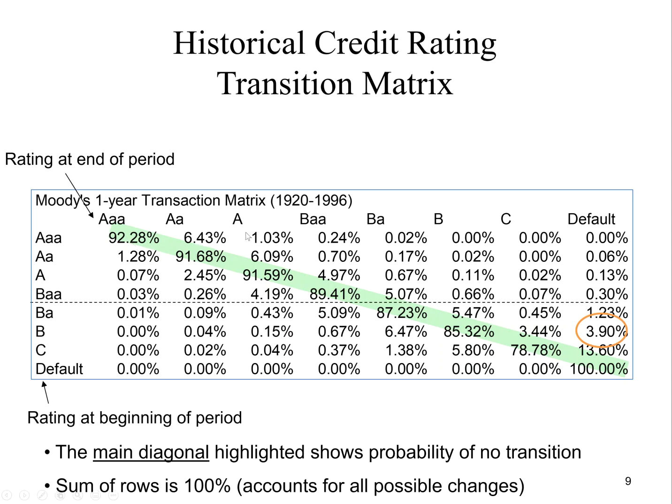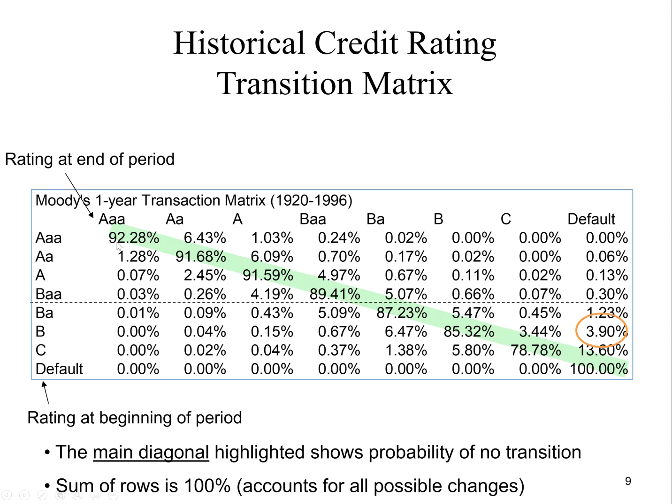And within 1 year, you could have multiple downgrades. So a AAA rated firm could be downgraded once, twice, three times to BAA, and there's a 0.24% chance, using historical data, of AAA rated firms winding up at BAA. If we look at this B-rated bond, there's an 85% chance that a B-rated bond will not change its rating in 1 year. There's a 3.44% chance it'll get downgraded, and for a B-rated bond, there's a 3.9% chance it will be in default within 1 year.